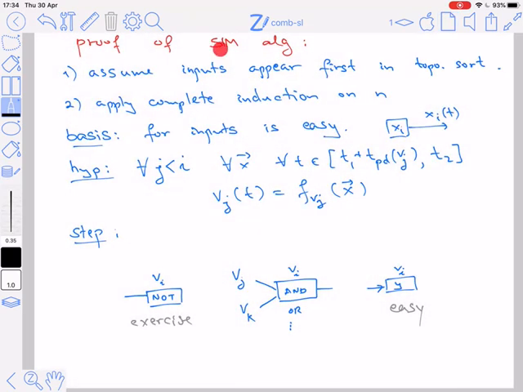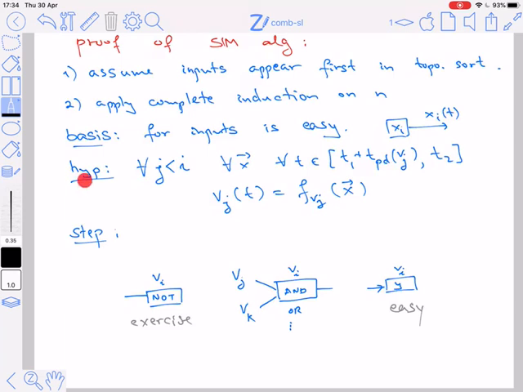Okay, so to make the proof simple, let's assume that the inputs appear first in the topological sorting, namely V1 outputs x1, V2 outputs x2, and so on up to k. And now we apply complete induction on n. The basis for the inputs is very easy because xi, which is implemented by vertex Vi, simply outputs xi. So the propagation delay is 0, and the function is correct because this is exactly what the algorithm does.